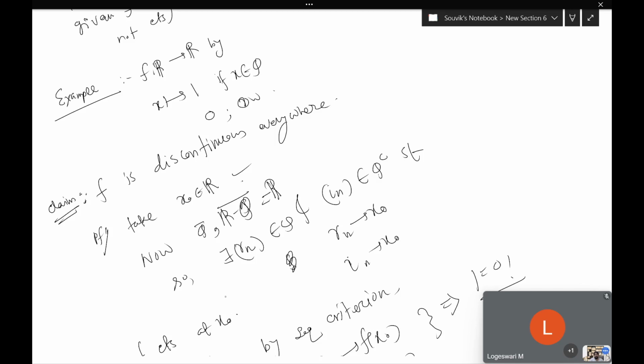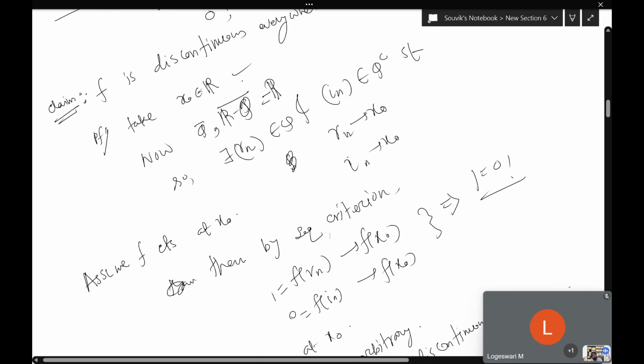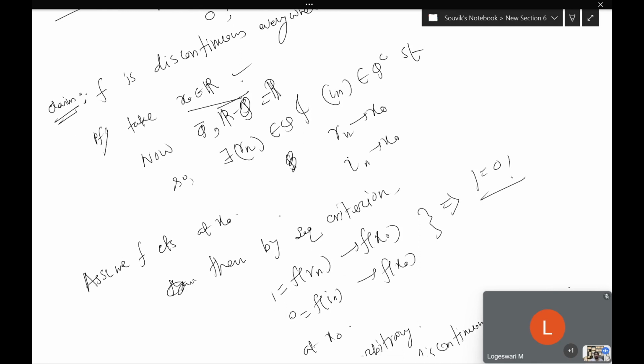So, claim. Here we need to show that it is discontinuous. We have taken an x naught from the reals, and by the density of rationals and irrationals in R, we can find a sequence Rn of rational numbers and a sequence In of irrational numbers, so that Rn goes to x naught and In goes to x naught.